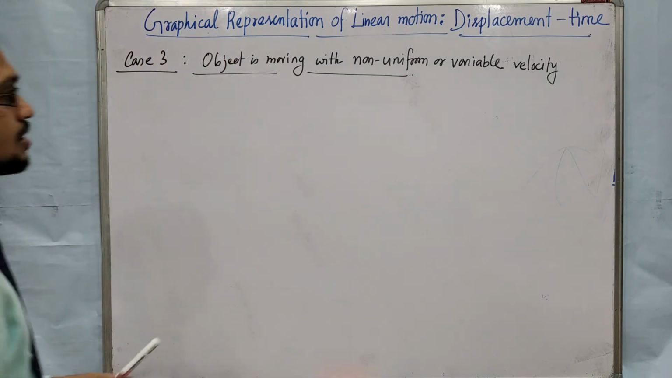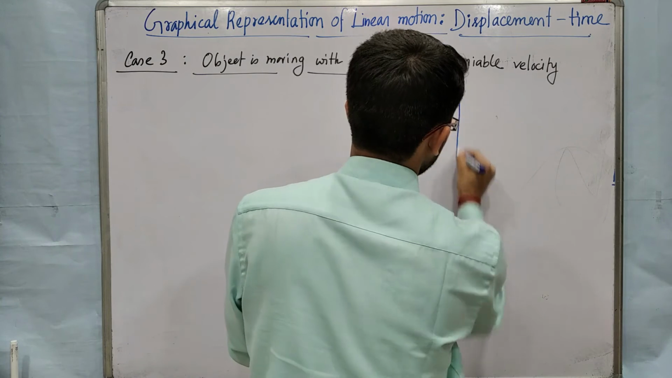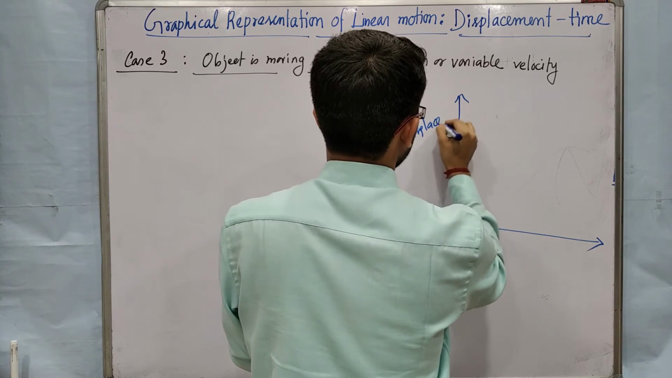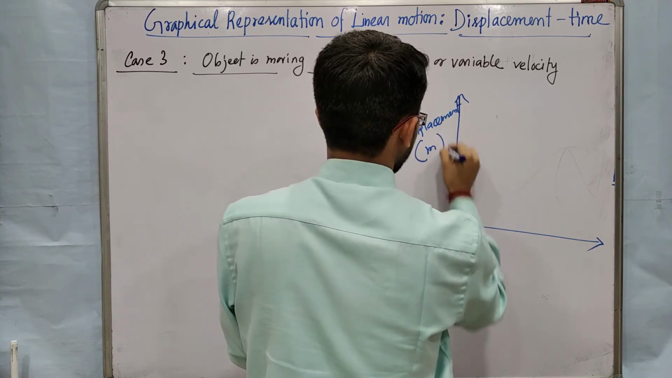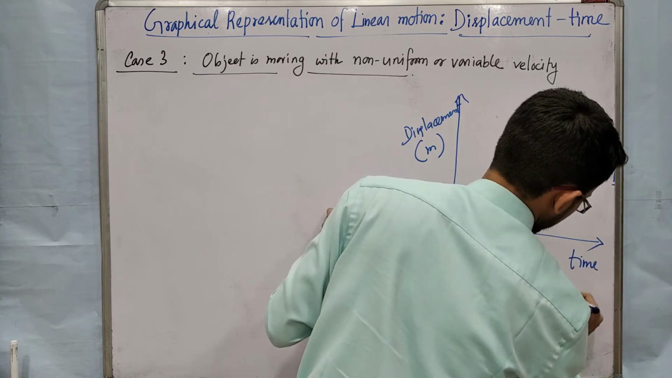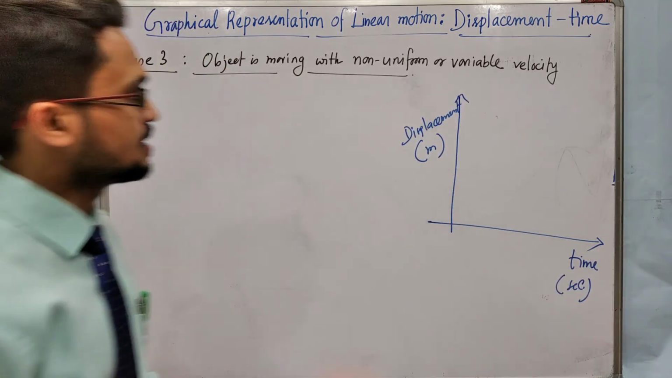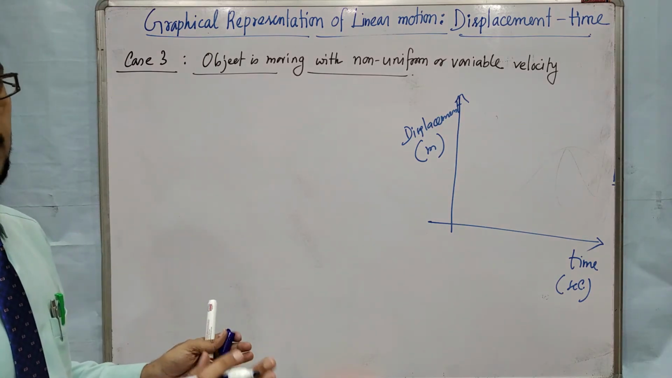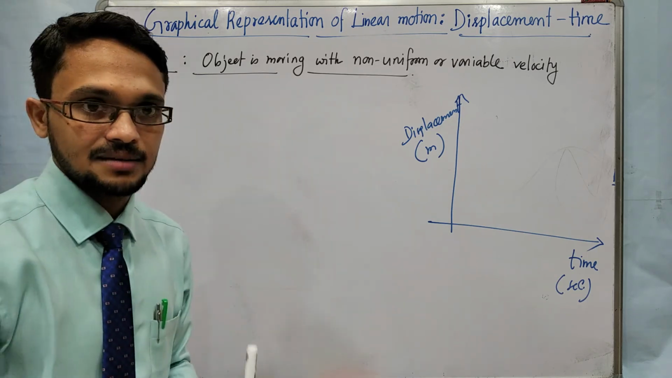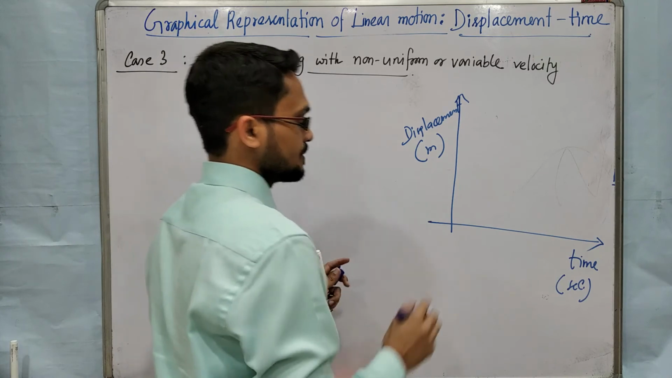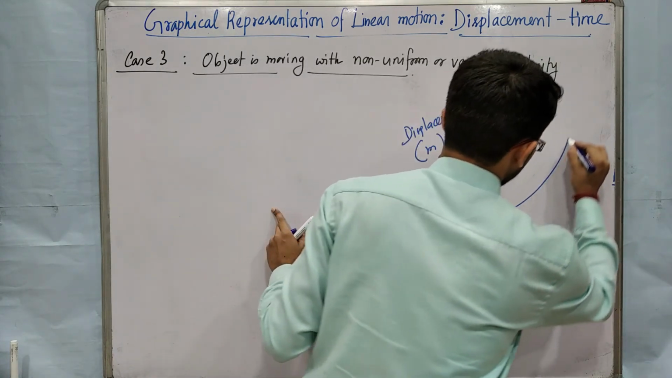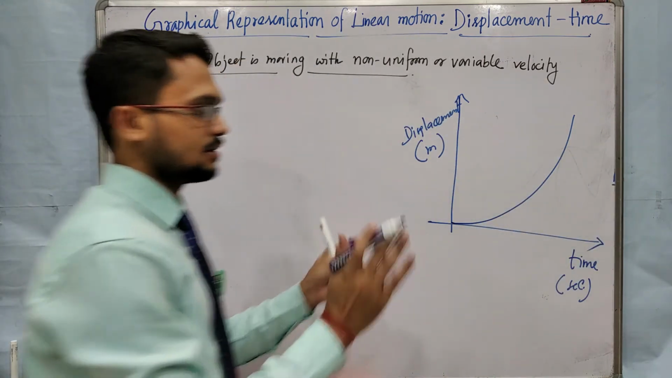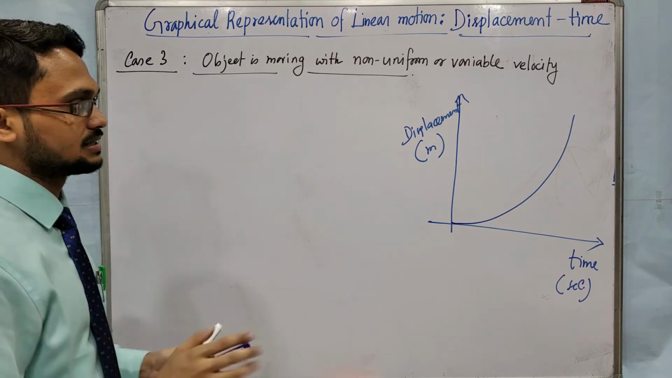Okay. So here how the graph will be. So here the graph displacement meter and time second. How the graph will be? Graph will not be here straight line. Okay, straight line means uniform velocity. If the displacement time graph is straight line, that means uniform velocity. So here it will not be straight line, it will be curved. It may be like this or it may be like this. Okay, but it will be a curved graph. Okay, not any straight line graph.